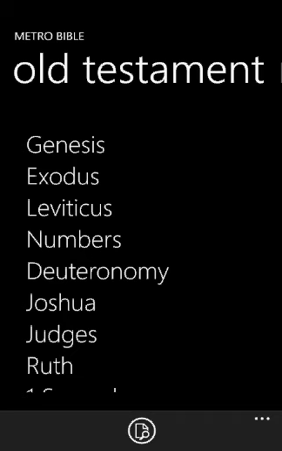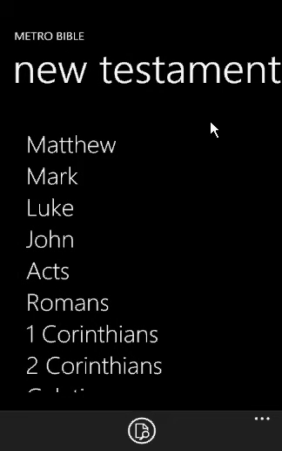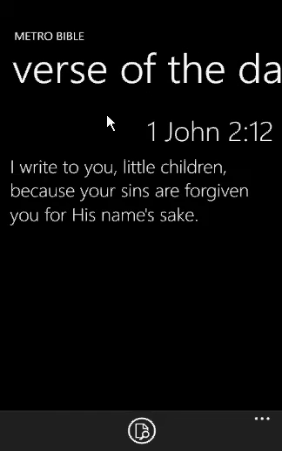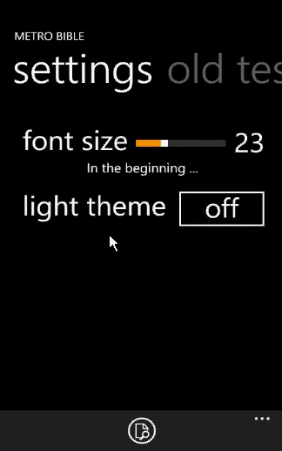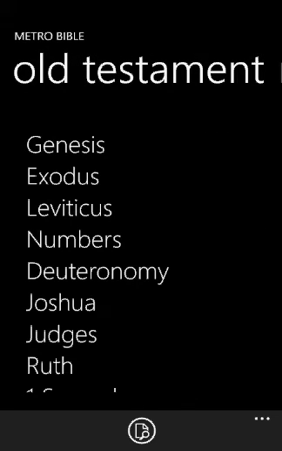This is a video walkthrough of MetroBible, a Bible reader application for Windows 7. As we open up the application, we see four pivot screens. We have the Old Testament books, New Testament books, the verse of the day, which is retrieved through a web service, the only part of the application actually retrieved by a web service, and we have a settings screen. So let's go through the application from start to finish.